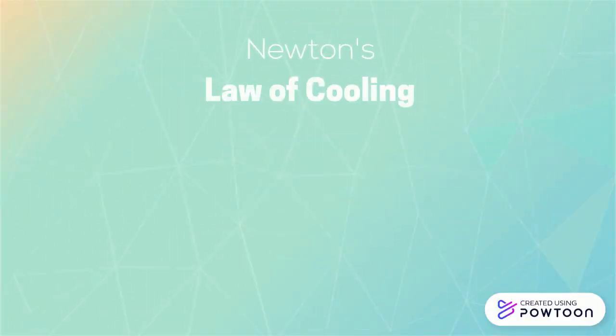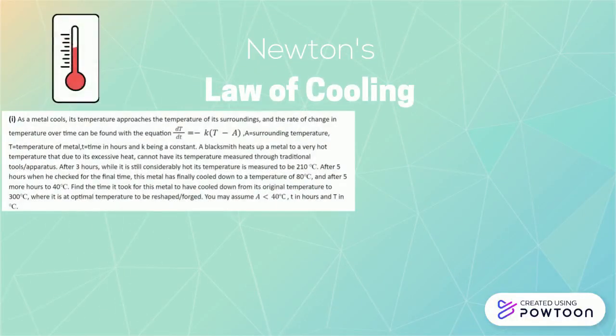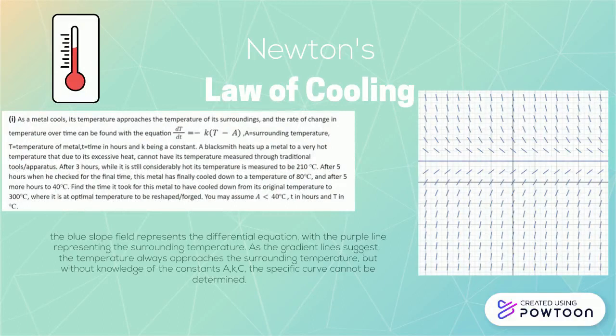As a metal cools, its temperature approaches that of the surroundings, and the rate of temperature change can be modeled through the differential equation described by Newton's law of cooling. Utilizing this formula, the time it takes for a metal to cool to an ideal temperature can be found, even if that temperature and its initial temperature is too high to be measured through the use of analytical apparatus.